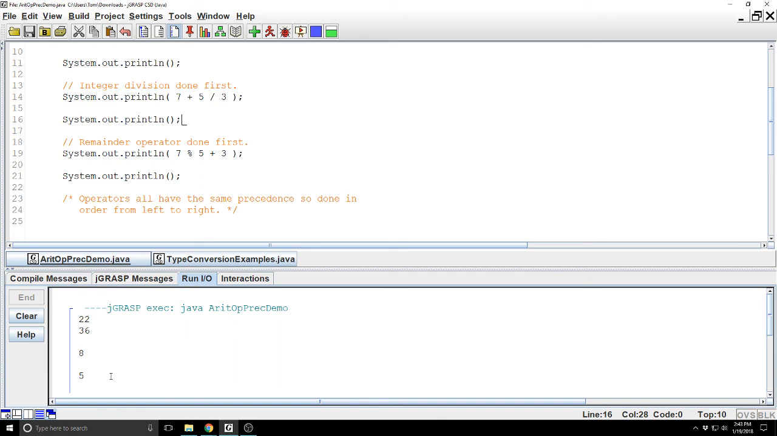Okay, so that's how the order of operations works. It's very similar to what it is in algebra class. There is one difference: if you notice, I hadn't really talked about the exponentiation operator, and that's because there's not one in Java. There's something else that you have to use for raising things to a power, and I'll show you what that is in a later video.